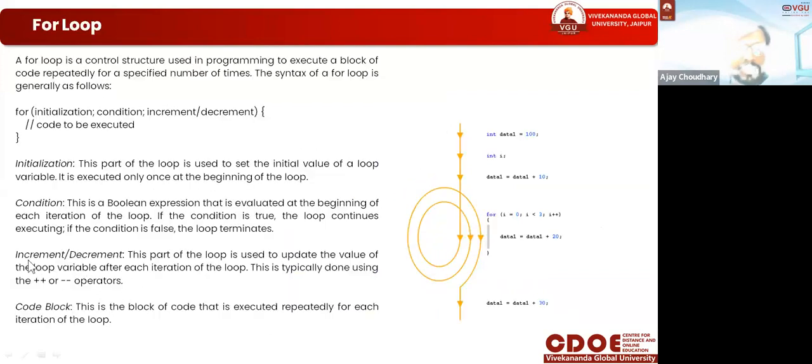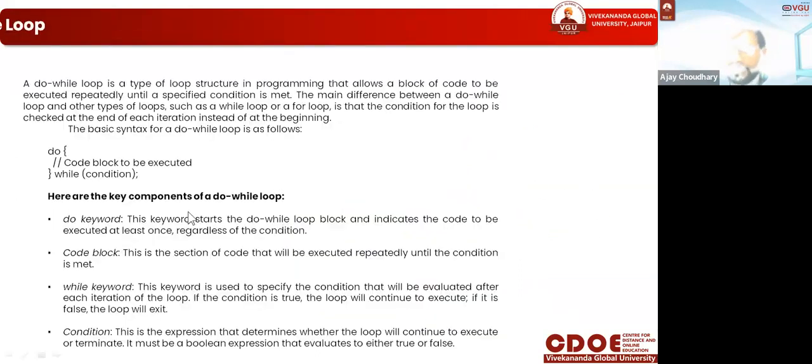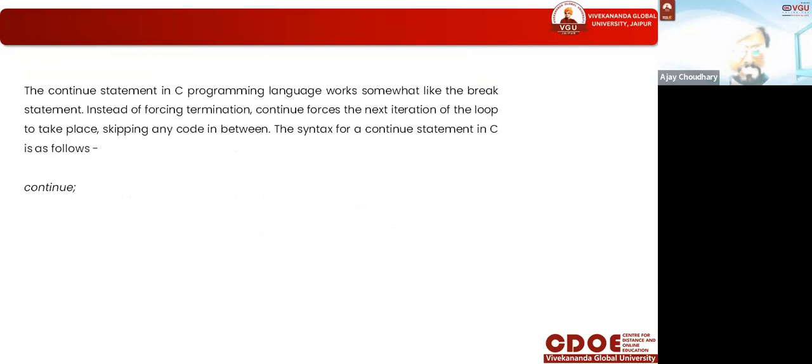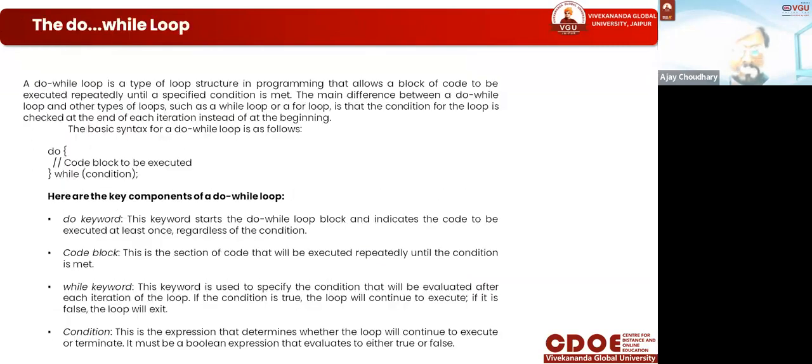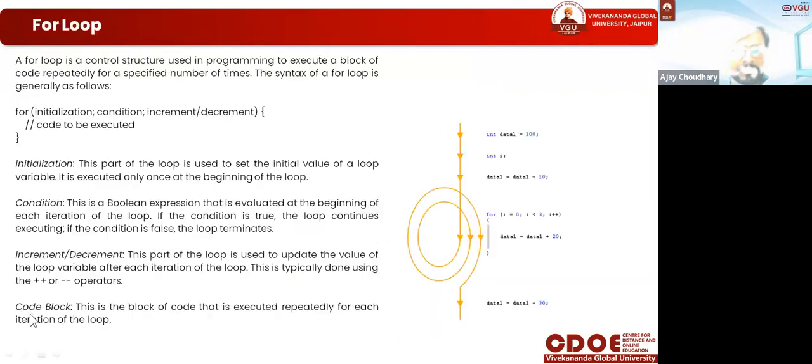So last one, increment and decrement. This part of the loop is used to update the value of I to execute that code. Then the code block is the block of code that is executed repeatedly for each iteration of the loop. This code is called a block.